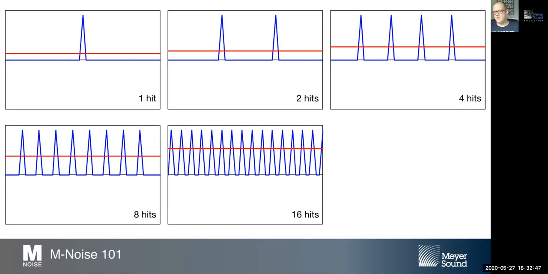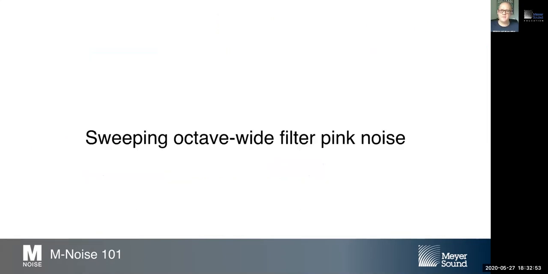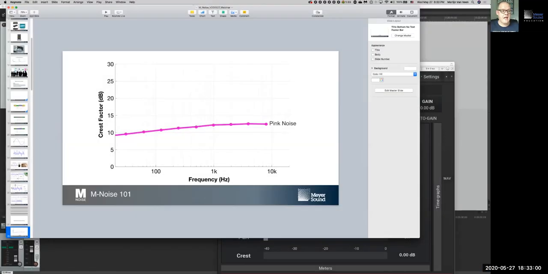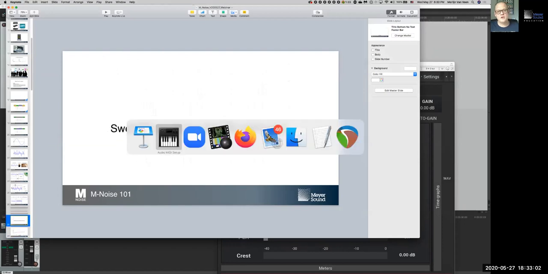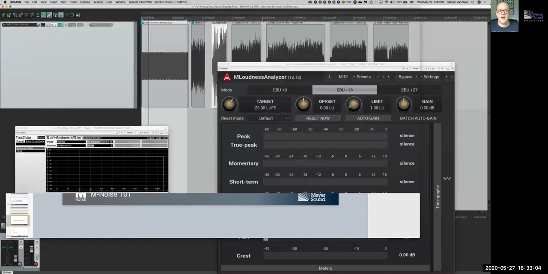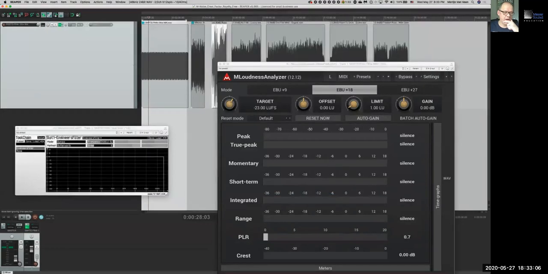So there you have your introduction into crest factor. And now we're going to explore how the crest factor behaves for pink noise and how it behaves for actual music. So I'm going to stop looking at the presentation and let's go to a digital audio workstation where I have some pink noise prepared.